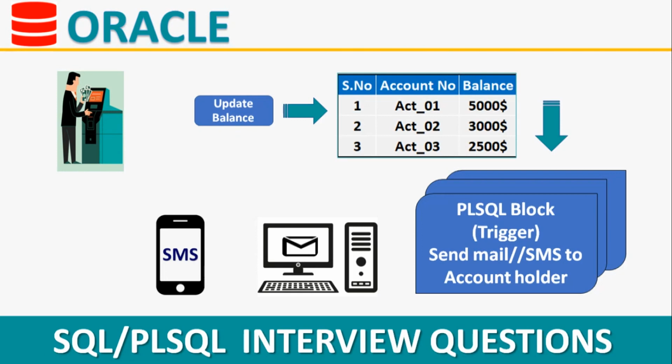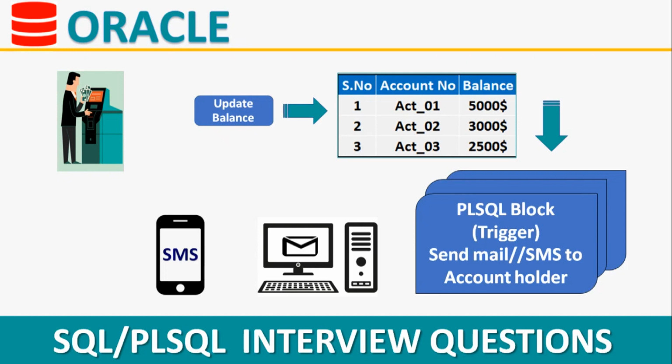You can see here the PL/SQL block trigger sends email and SMS to account holders. We have the option to perform that as well. While performing a transaction at the ATM machine, it sends an alert to your bank, whether you use your own bank or another bank, since people use all banks' ATMs. The bank verifies your balance, and if the withdrawal amount is less than or equal to the current account balance, it allows the transaction.